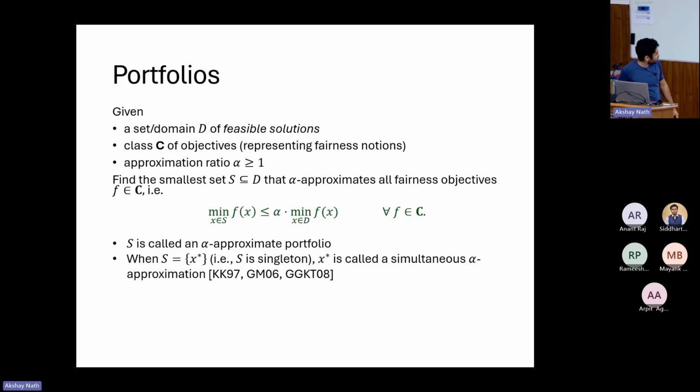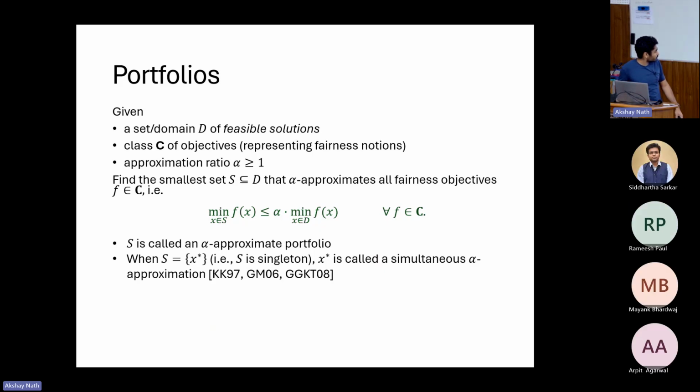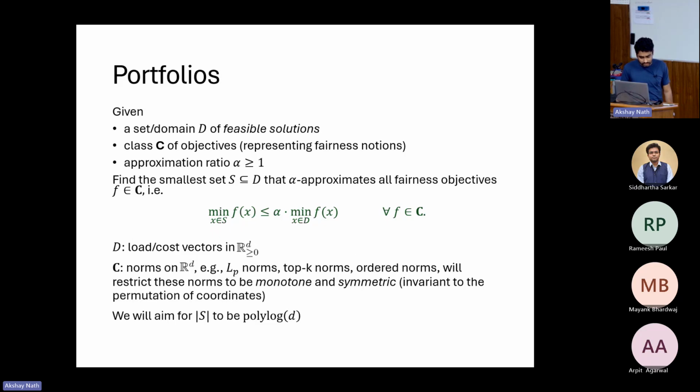And there is a special name for this sort of phenomenon, a very well-studied phenomenon. When you just have one solution that approximates everything well, it's called a simultaneous alpha approximation, and there are well-established theorems for this, right? But it gets much trickier when you want more than one solution, or there's an alpha where you can't find a single solution that alpha-approximates everything. And there are new algorithmic challenges in dealing with that, and I'll try to go over some of them.